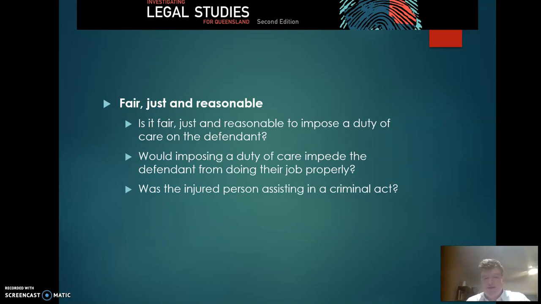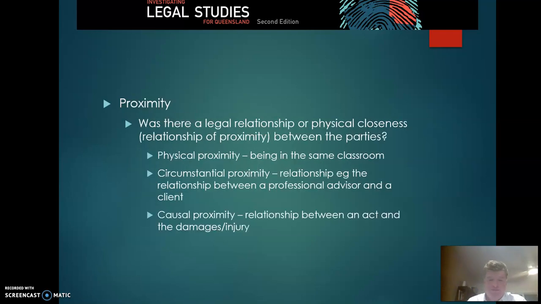Is it fair and just to impose a duty of care on the defendant? This might come down to, for example, thinking about an injury that comes in a sporting sense. There's a lot of people playing social sport every weekend, so there might be a reluctance to impose too much of a burden on them for an injury that occurs in that situation.